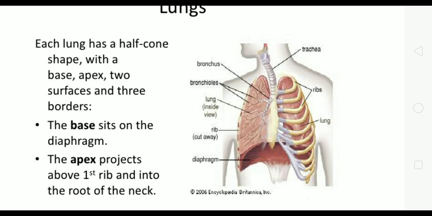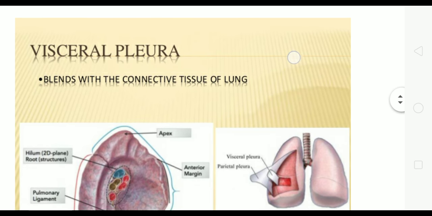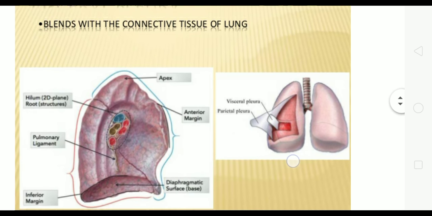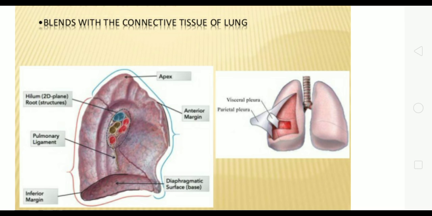of the neck. Each lung is divided into lobes by fissures. The left lung has two lobes and the right lung has three. The surface of each lung is covered with its own visceral serosa called the pulmonary pleura or the visceral pleura. So here it is. And the walls of the thoracic cavity are lined by the parietal pleura.